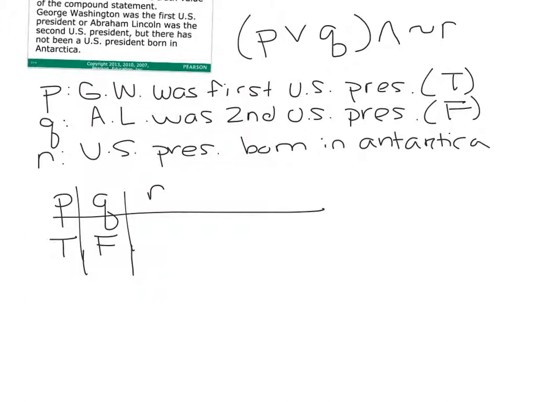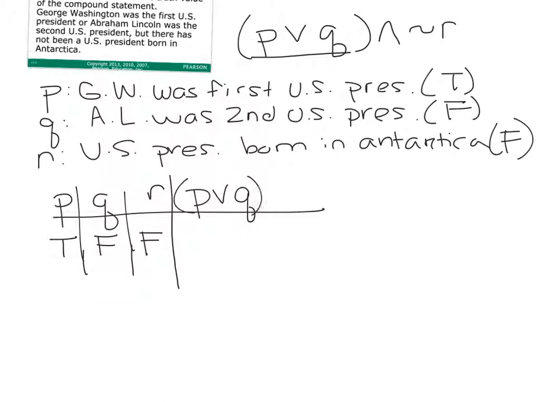Okay? And then R was that there was a U.S. president born in Antarctica. We know that that is a false statement. If you don't know, you can look it up. So under R, we can put false. Okay, so the first thing we need to find is if P or Q is true. Okay, so remember, if you look at P and Q, as long as one of them is true, then the OR statement is going to be true. So because P is true, we can say that P or Q is true.